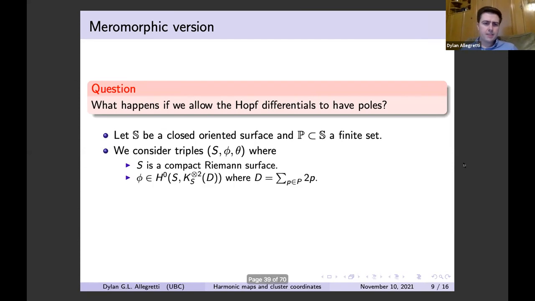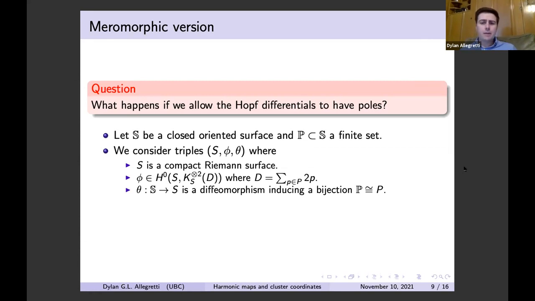So we've got a Riemann surface. We have a quadratic differential on that Riemann surface, and here I introduce the divisor D. So I'm talking about a differential which is allowed to have poles of order at most 2 at some discrete set of points. And then I also have this map theta, which is a diffeomorphism between the two surfaces, inducing a bijection from the set of marked points to the set of poles of my differential. So this is quite similar to the notion of marking that I introduced earlier when I defined the Teichmüller space.